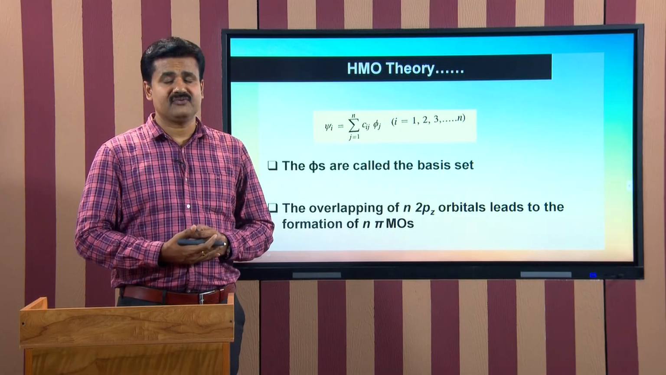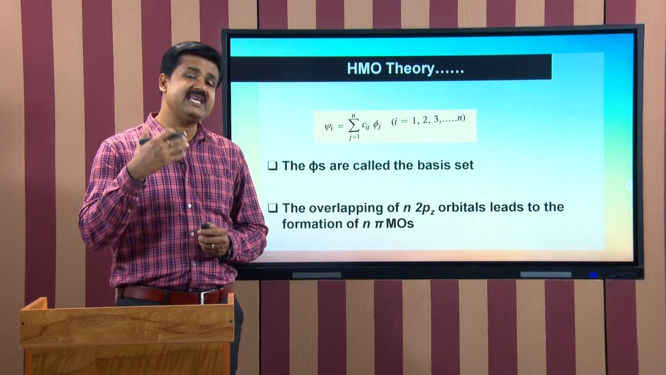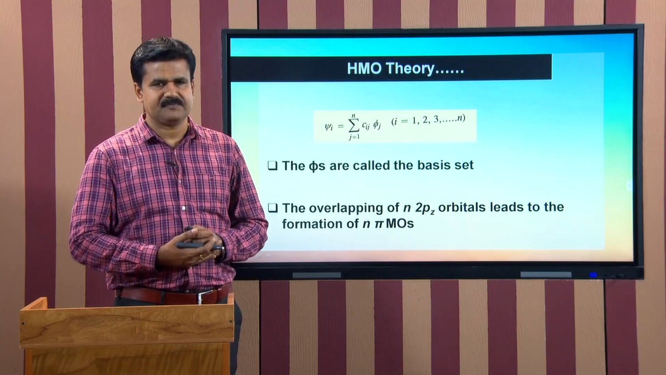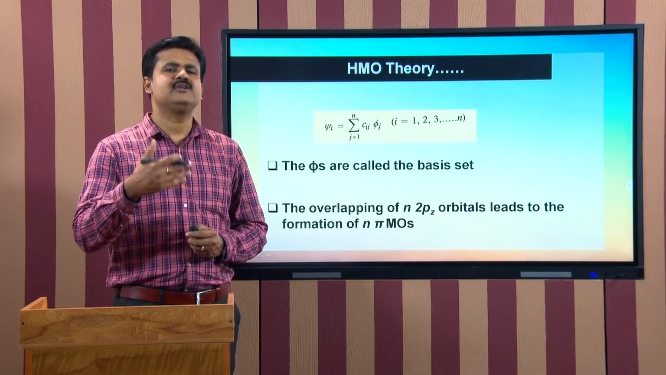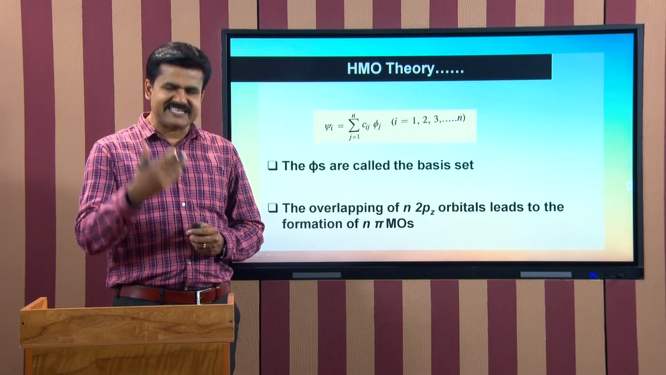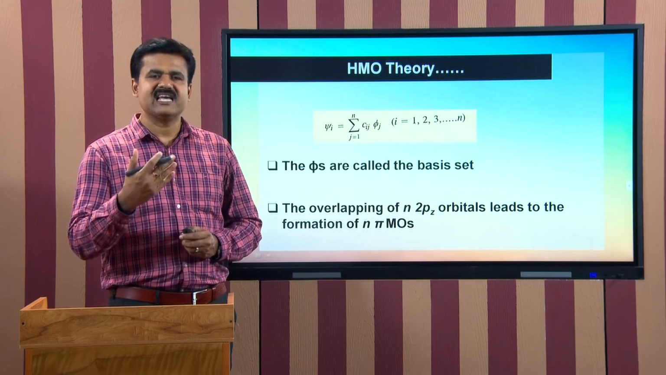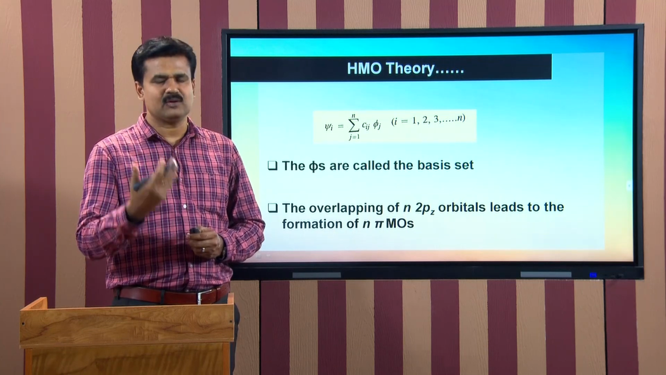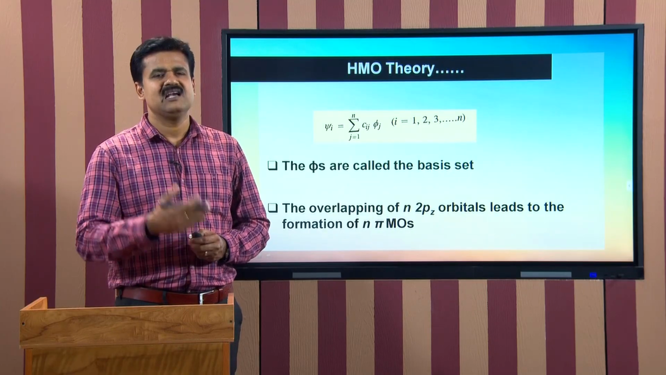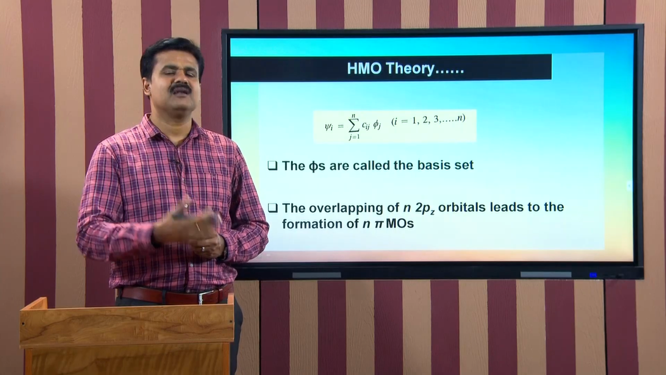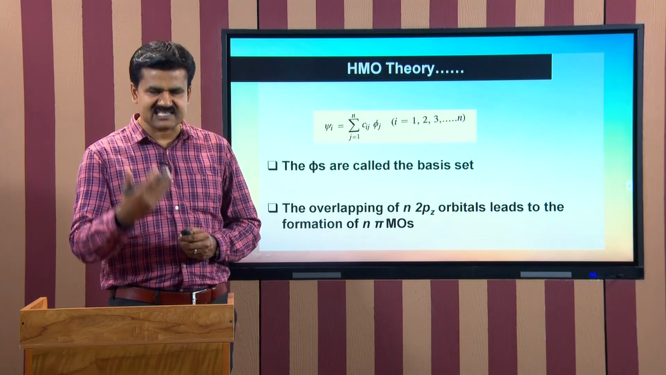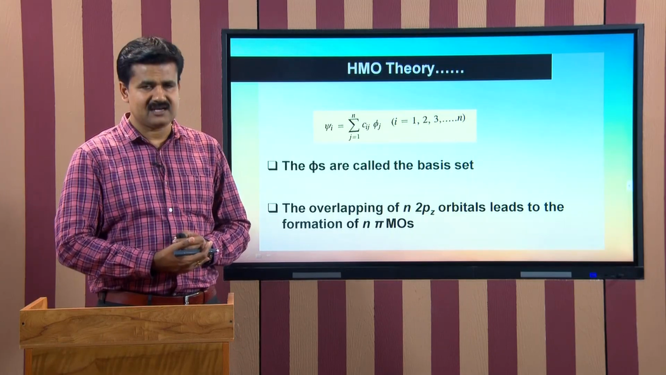The overlapping of n 2p Z orbitals present on each carbon atom leads to the formation of n pi molecular orbitals. For instance, if you are taking 1,3-butadiene, there are 4 2p Z orbitals. They will overlap together to produce 4 Huckel molecular orbitals. We will discuss it later, and those Huckel molecular orbitals are designated as psi 1, psi 2, psi 3 and psi 4 in the case of 1,3-butadiene.